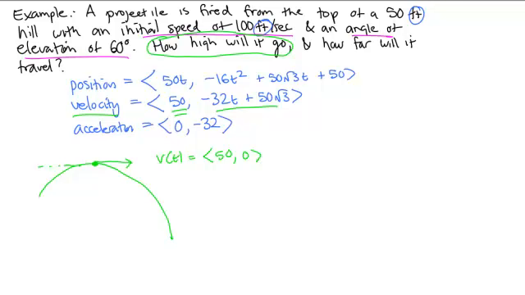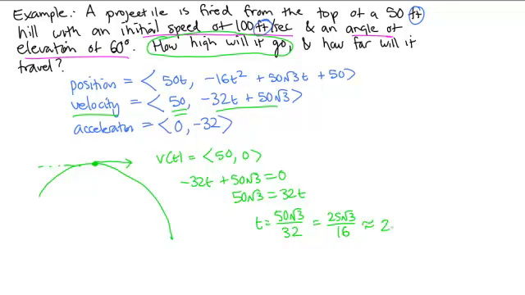So if we set this up, let's see, we're going to have negative 32t plus 50 root 3 is equal to 0. That means that 50 root 3 is equal to 32t. If we solve this for t, we're going to get 50 root 3 over 32. That can be reduced to 25 root 3 over 16, or approximately 2.7 seconds. So it takes 2.7 seconds to get to its highest point.